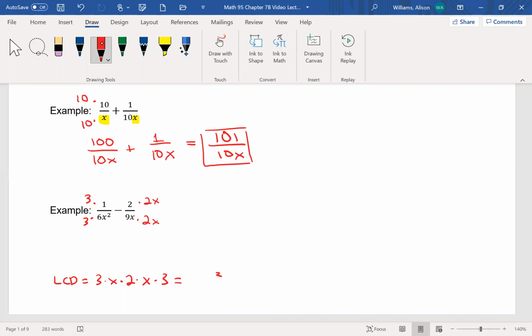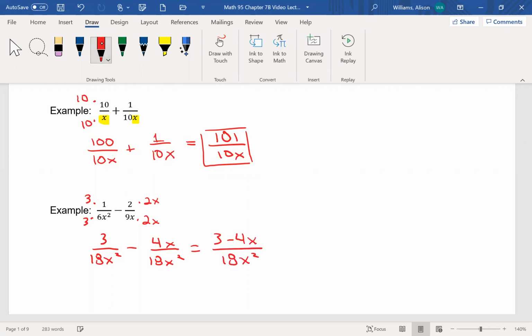Okay, so I'm going to go ahead and erase this. And right below, I have 3 times 1 is 3 over 18x squared minus 4x over 18x squared. Now I have a common denominator. So 3 minus 4x, they're not like terms. I'm just going to write that out over 18x squared. And there's no reducing I can do because I can't factor anything out of that numerator. So that's done.